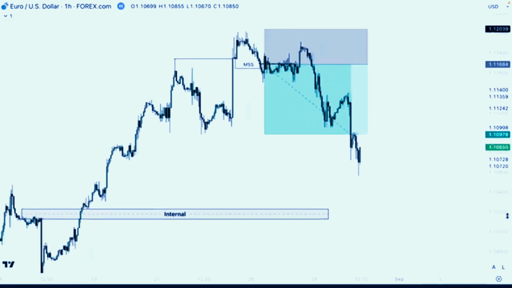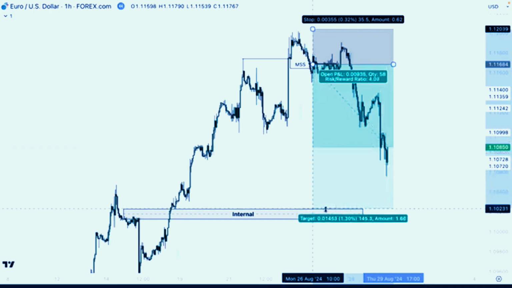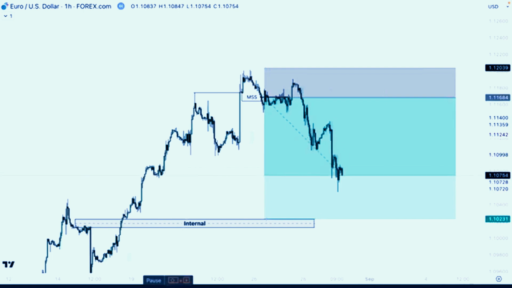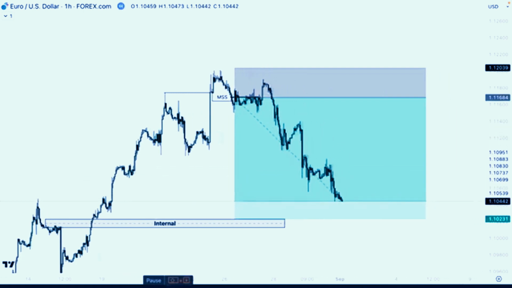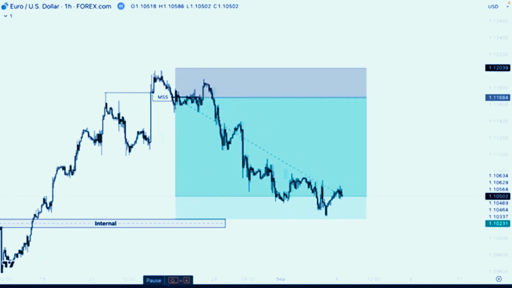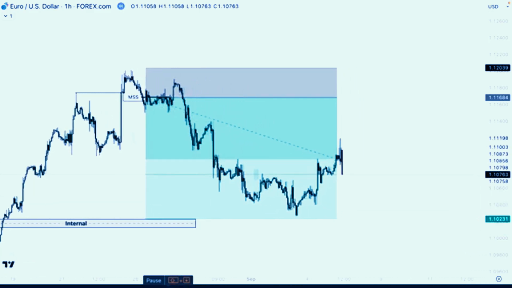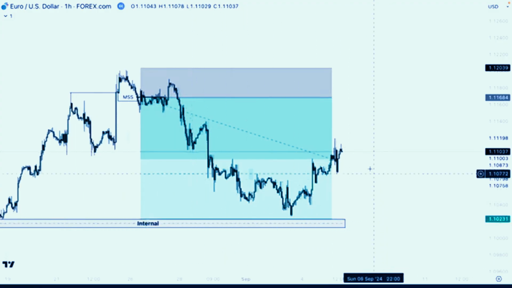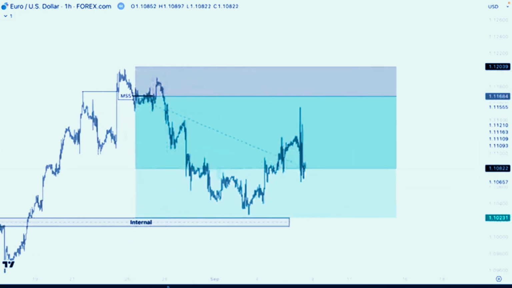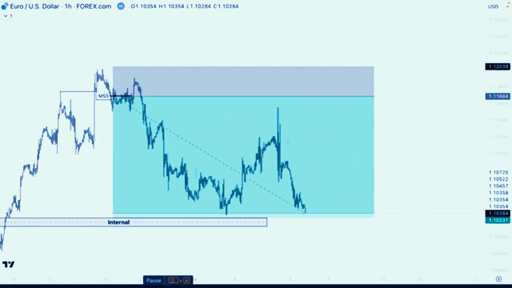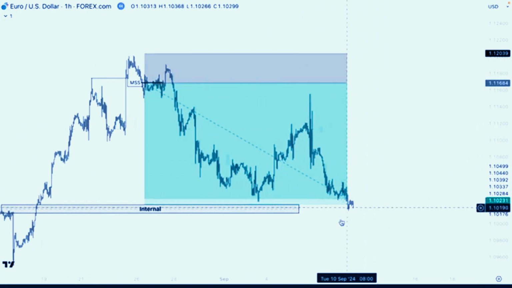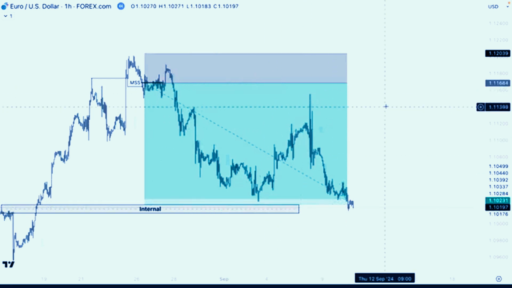Our 2 to 1 is hit, so we take partials, and we can leave the rest running all the way until we hit our internal range liquidity. Let's see what happens. Got very close, but it didn't stop us out. We are still in this trade. Let's see. And we are out. Price eventually hit our internal range liquidity for a 4 to 1 risk to reward.